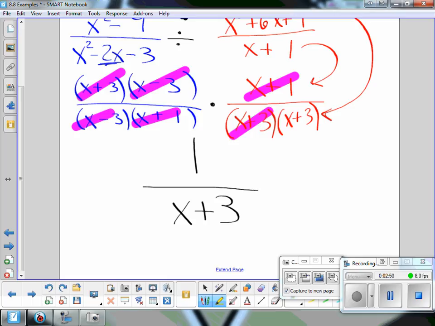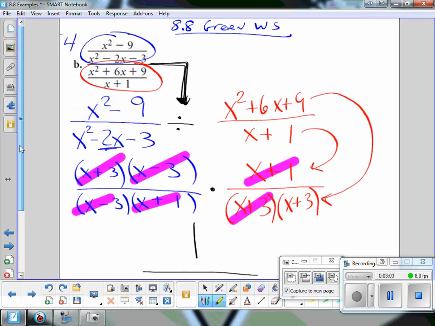Another way you could check your answer is pick a number, any number. Pick a number that you know might be easy to work with. I'd stay away from 0 and 1. And I'd also stay away from a number that might make the bottom equal 0. You can't divide by 0. So you don't want to plug in a number that might give you a problem, all right?